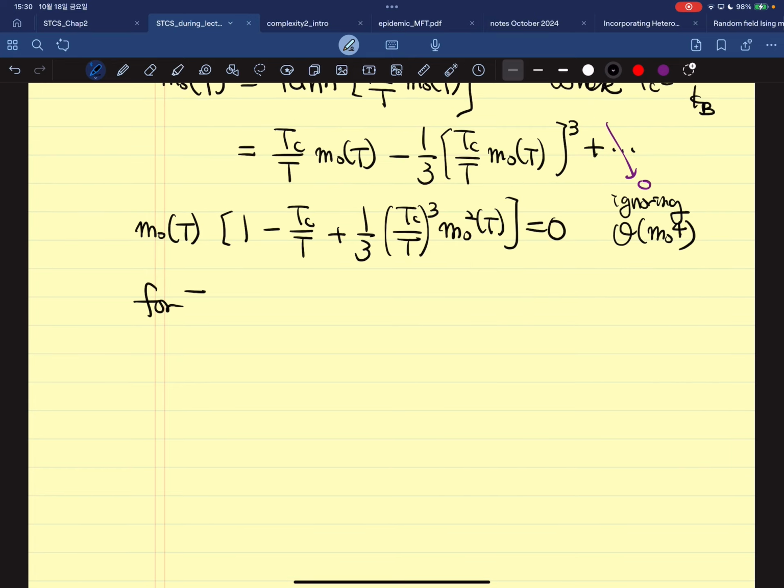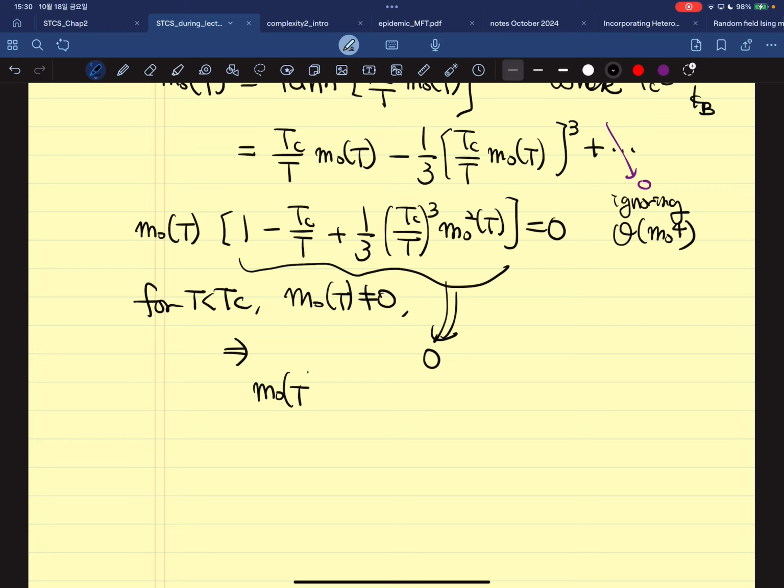Suppose for T smaller than Tc, we learned that now there is a spontaneous magnetization. So m is non-zero. It means that this one should be 0. So if we solve this, m should be equal to plus or minus the square root of this one and T.